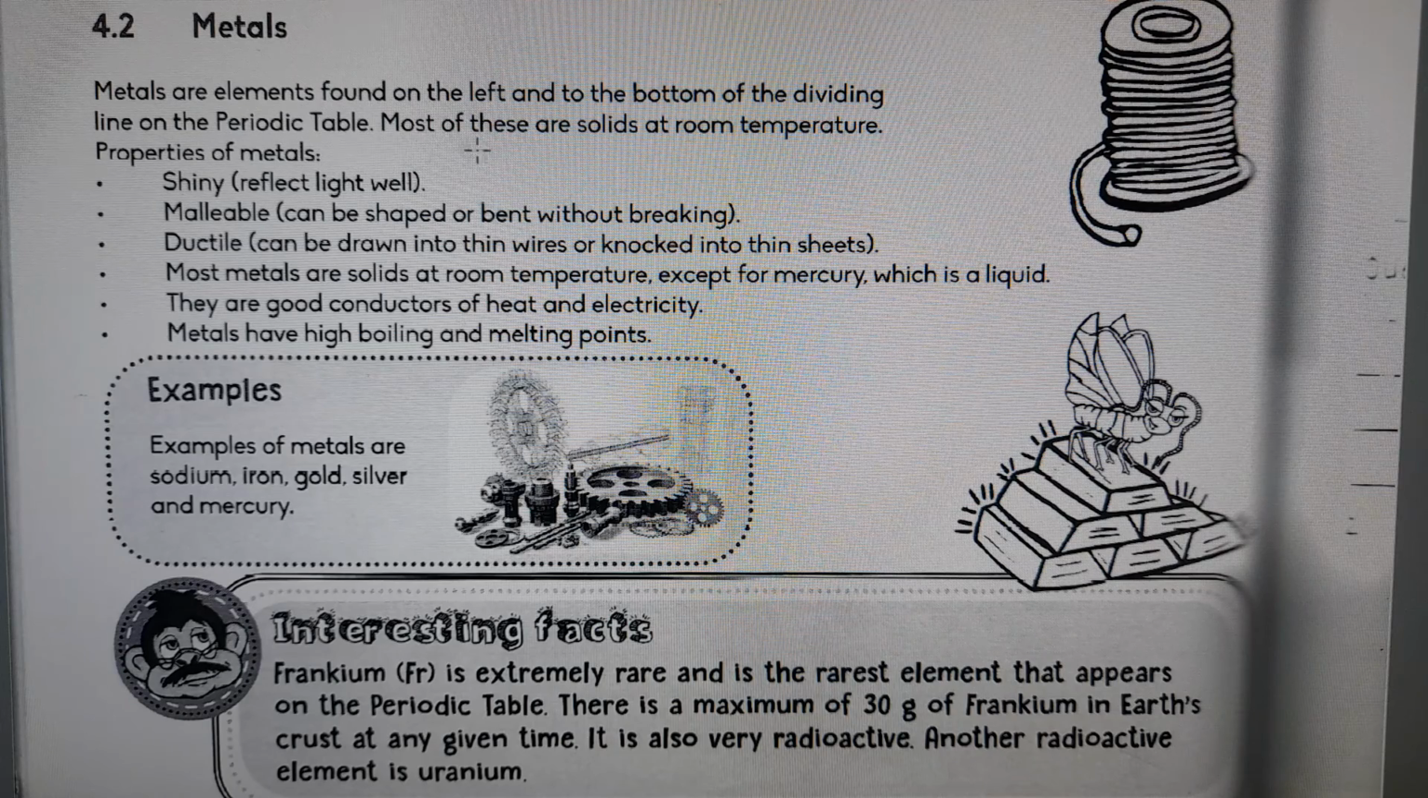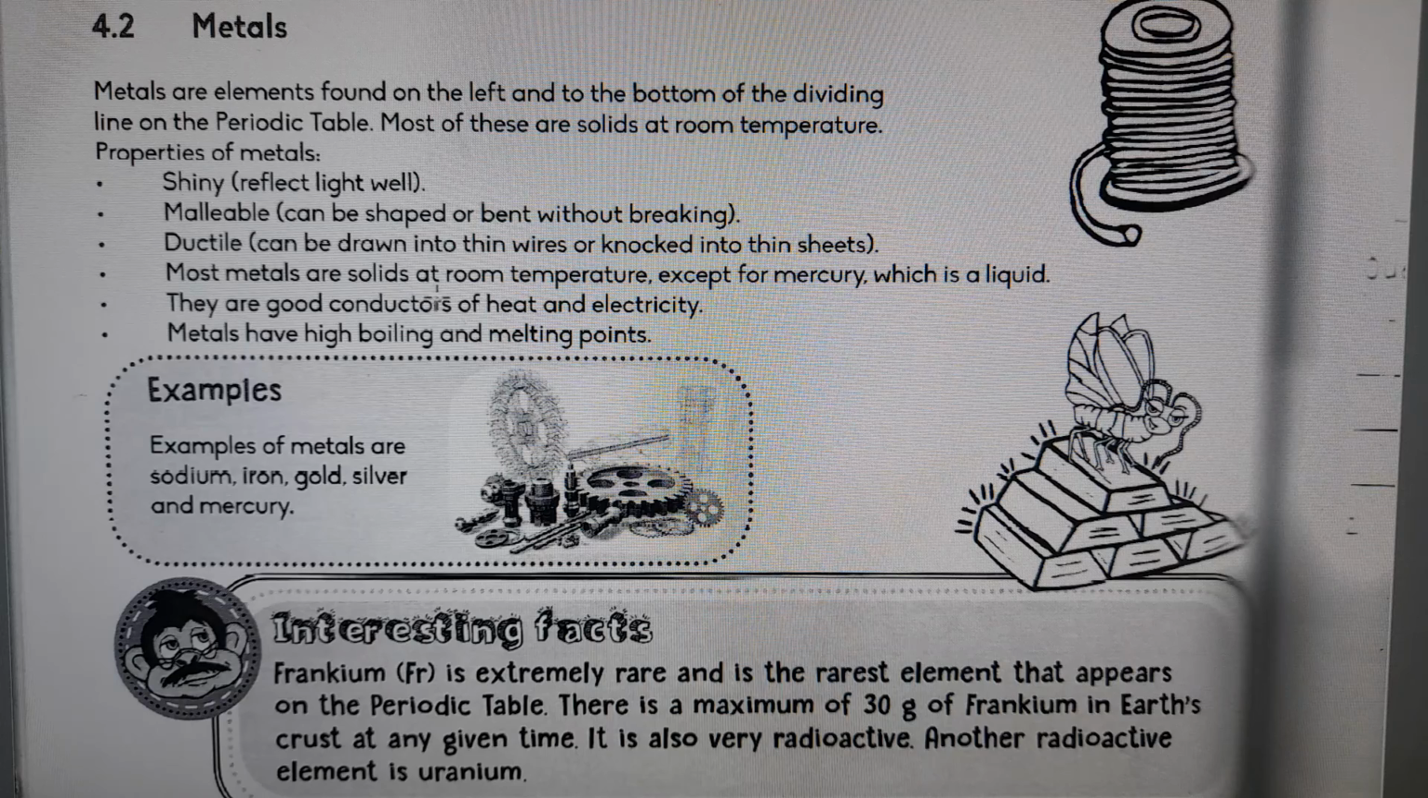We saw that most of these are solids at room temperature. So metals are solid. Properties of metals, you need to know this. They are shiny, they reflect light well. They are malleable, which means they can be shaped or bent without breaking. Okay, they are ductile. They can be drawn into thin wires or knocked into thin sheets like your copper.